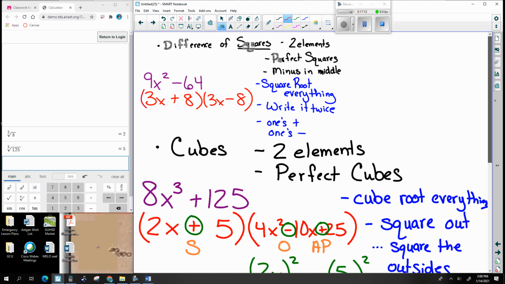So squares, there's going to be two elements, perfect squares, with a minus in the middle. It has to be a minus in the middle. So square root, write it twice, one's plus, one's minus.